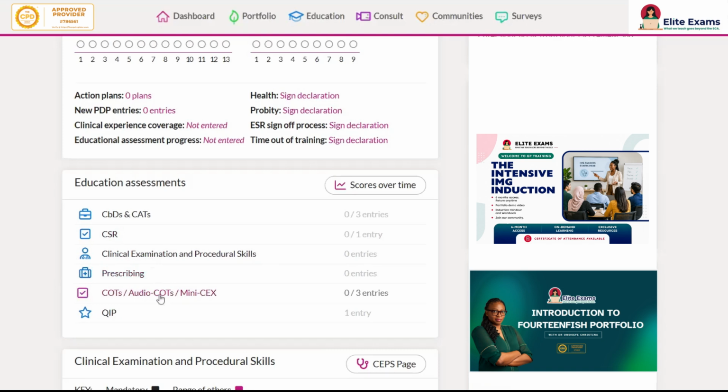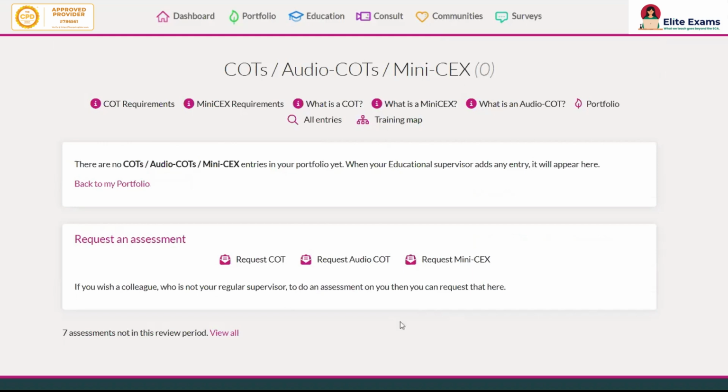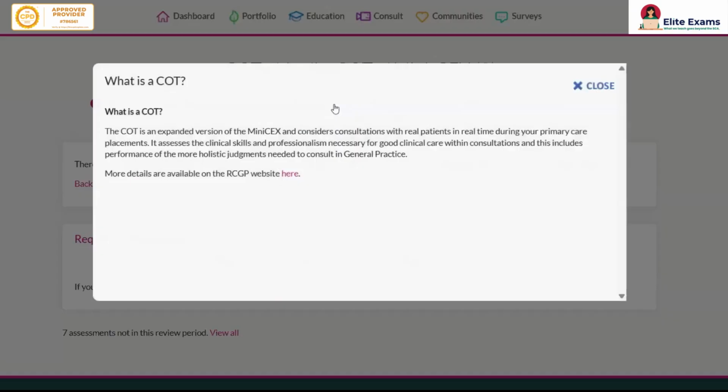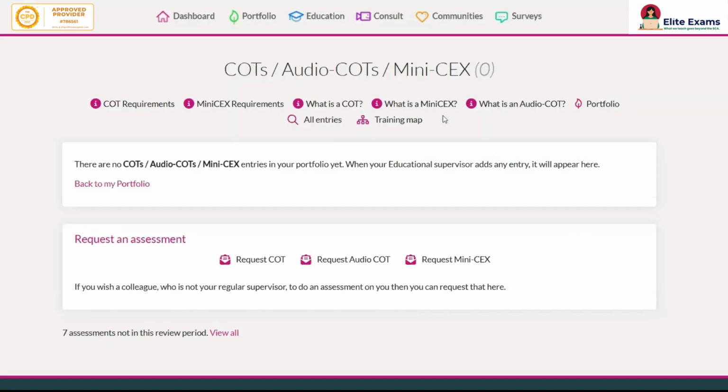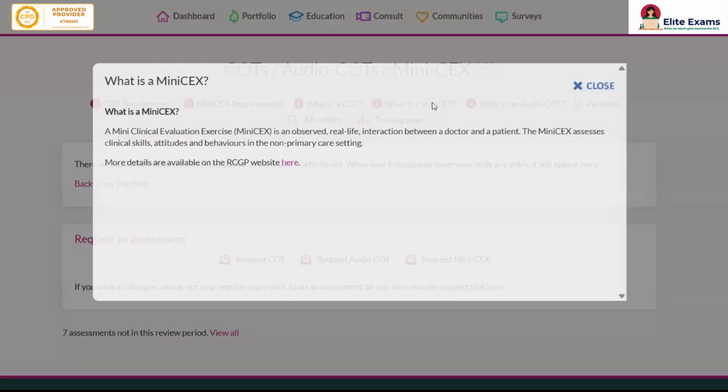So let's go to COTs. COTs, audio COTs, and MiniCEX are also part of your assessment. First of all, let's look at what a COT is. Actually, let's talk about MiniCEX first, to make it clearer. So what is a MiniCEX?